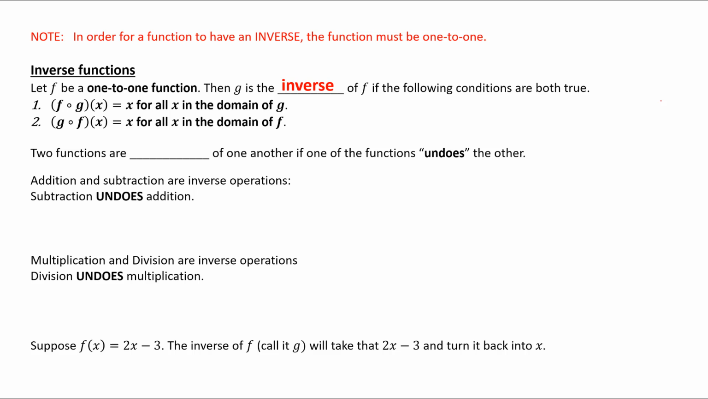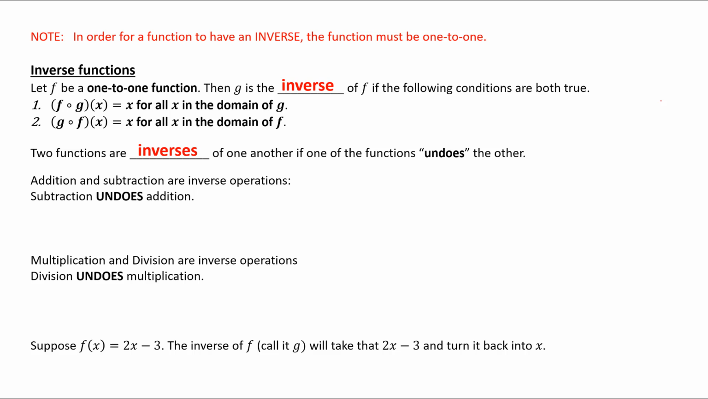So these are the conditions for two functions to be inverses. If this is true, then yeah, they're inverses. So two functions are inverses of one another if one of the functions undoes the other. Okay, that's what we're saying with 1 and 2 there. We're saying f of g of x, if you put the g of x function into the f of x function, you just get x again. It undoes whatever f did to it.